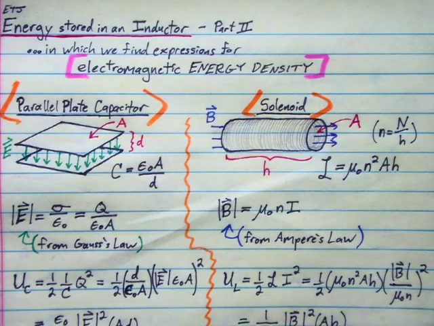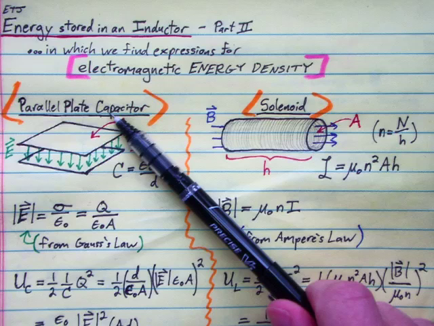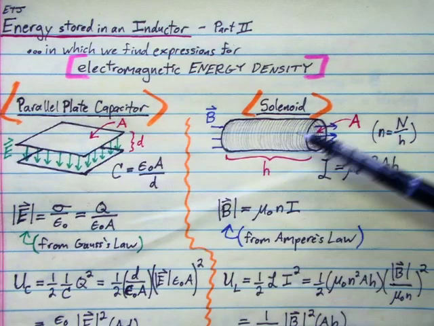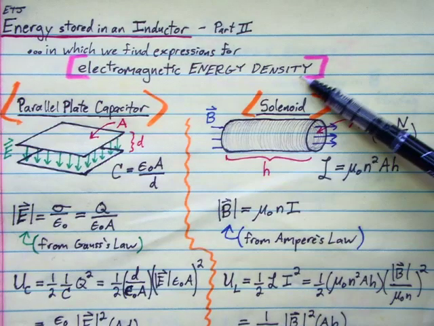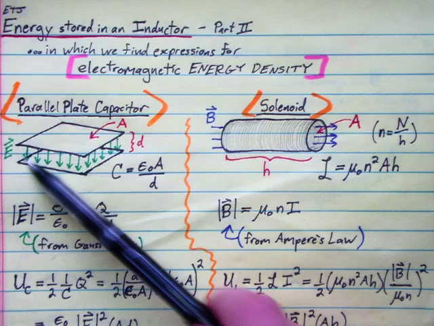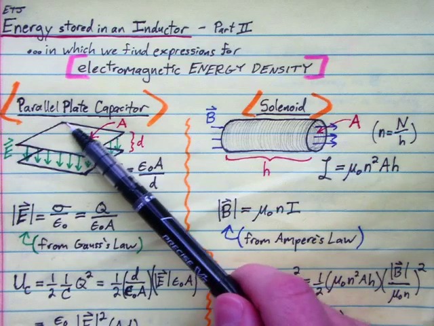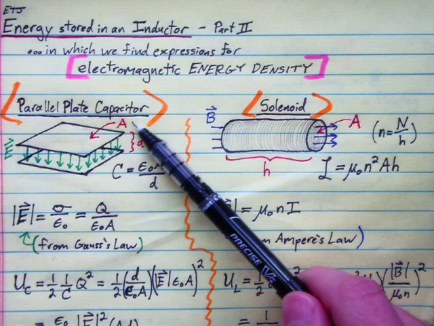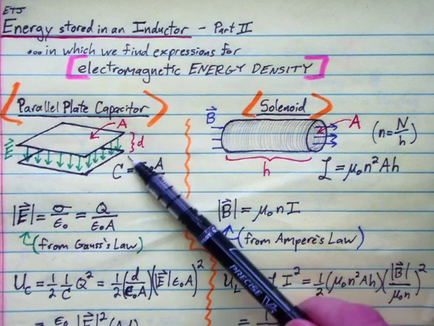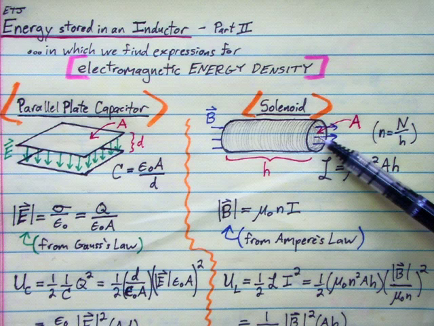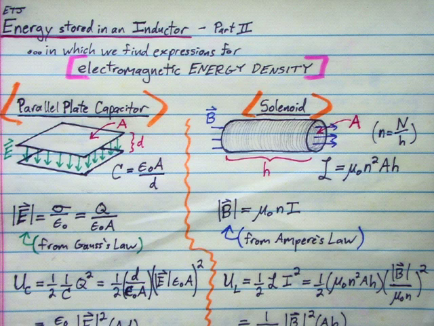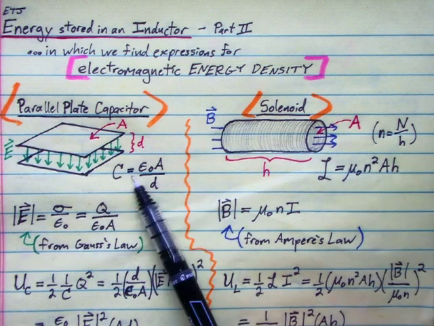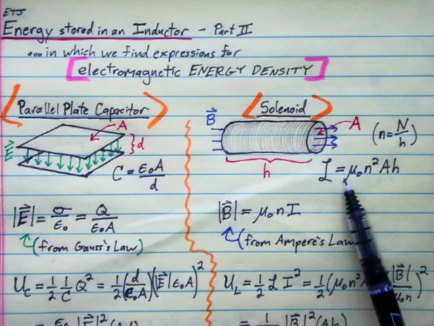Our comparison of capacitors and inductors is now going to lead us to defining electromagnetic energy density. So here's our parallel plate capacitor with a top plate of area A and a separation D between the plates. Here's our solenoid with cross-sectional area A and a length or height H. And we've got our expressions for the capacitance and for the inductance.